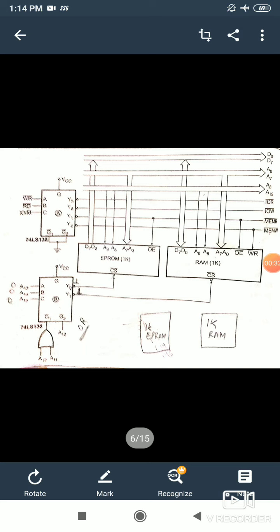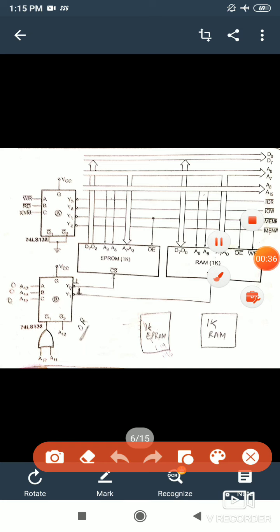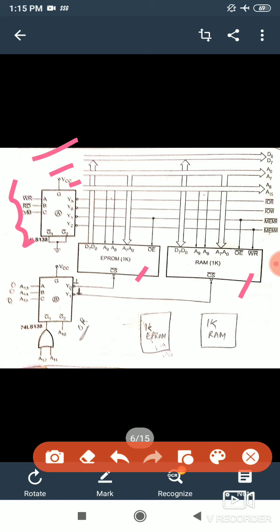This is the example. First of all, we will draw all the data lines, we will draw the address lines, and we will generate the control signals. Now we will draw ROM and RAM. After drawing ROM and RAM, it has been seen here that we have provided 1K of ROM and 1K of RAM.